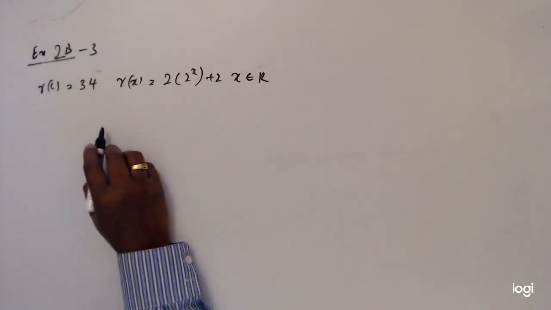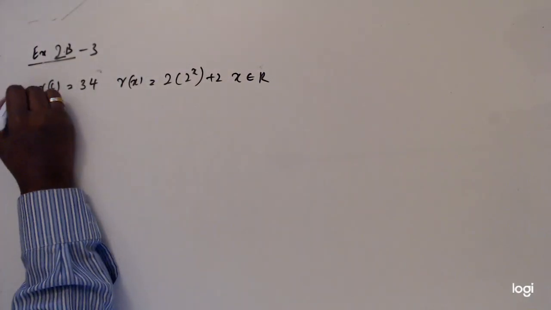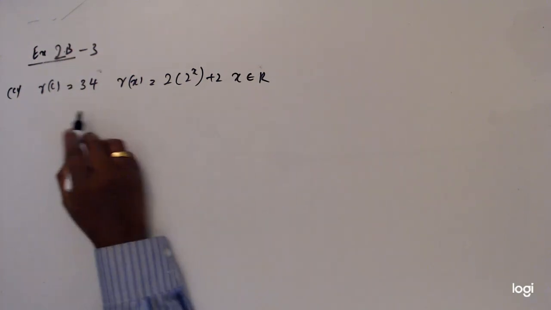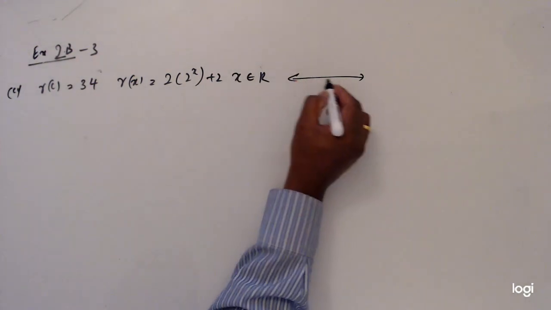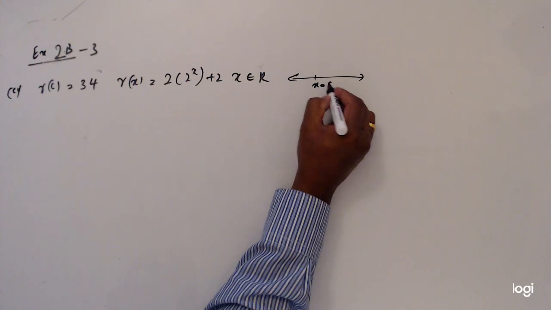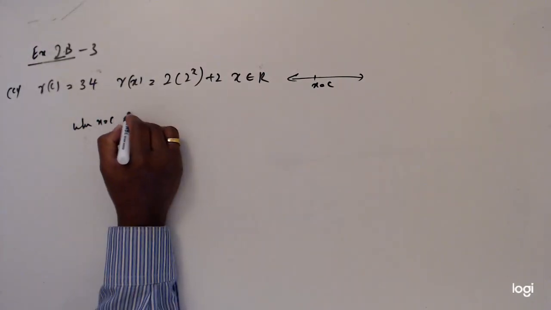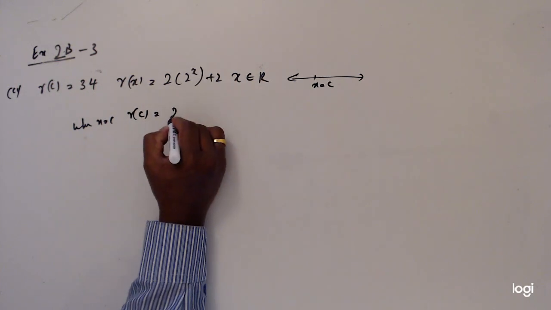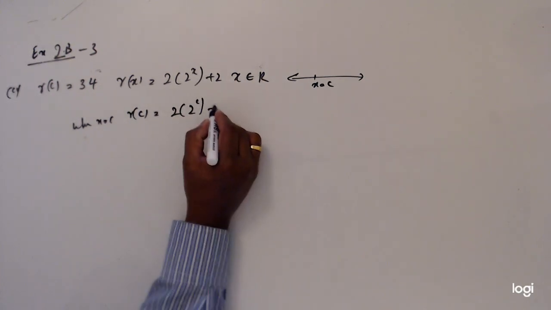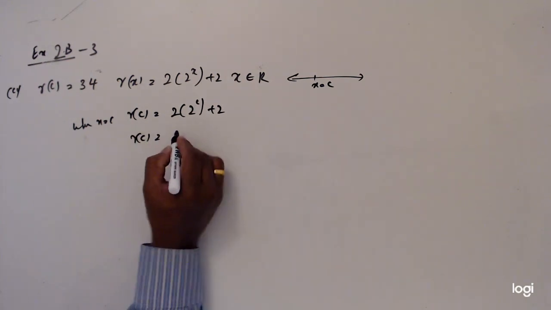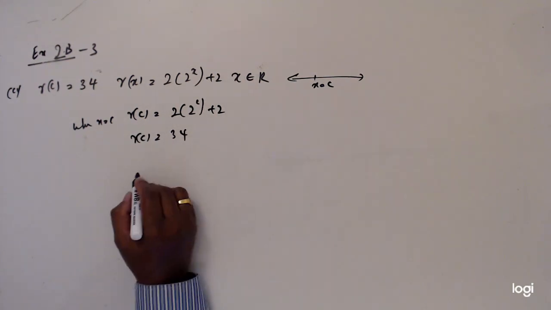Part 3. And when x equals c, when the x value is going to be c, r(c) equals 2 to the power c plus 2. Again r(c) is 34, given.